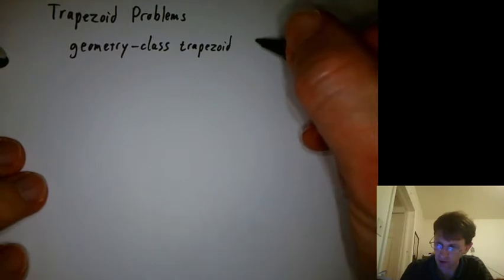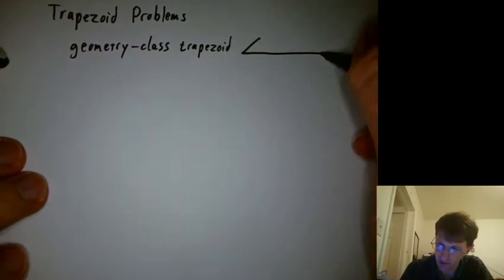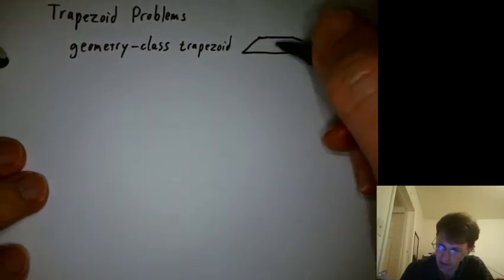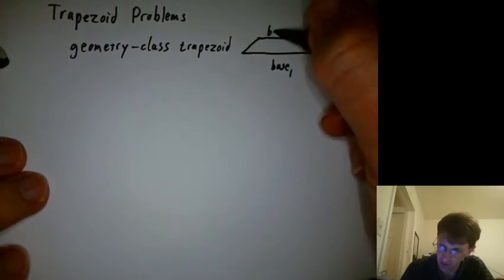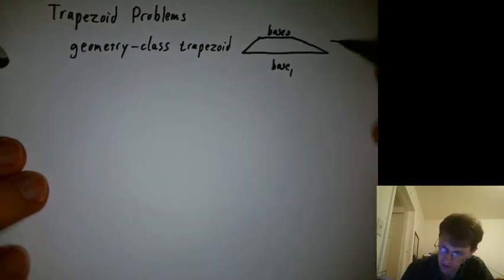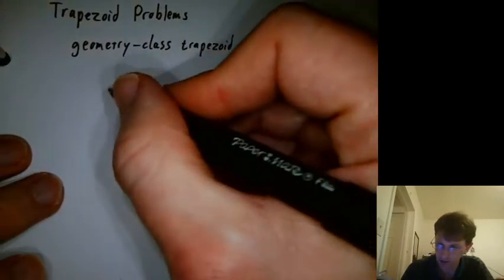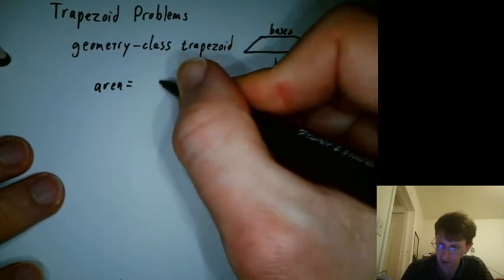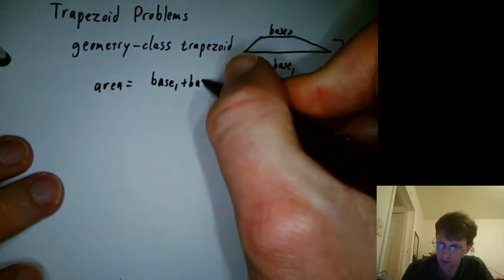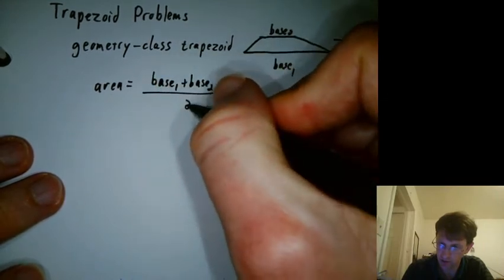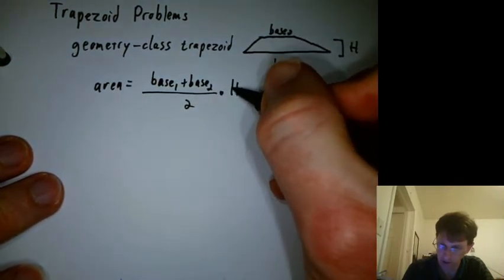Let's talk about areas for trapezoids. What do you remember from a geometry class about trapezoid areas? We usually had something like this, and we called this length base 1, we called this length base 2, and we called this the height, and the area was base 1 plus base 2 divided by 2 times the height.